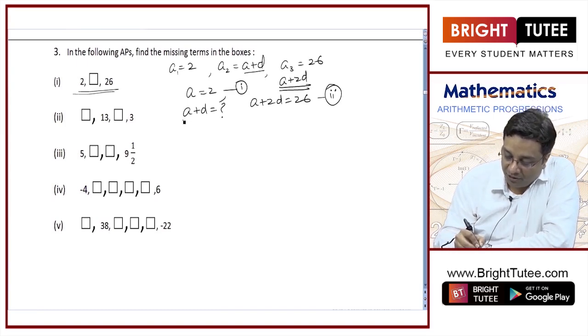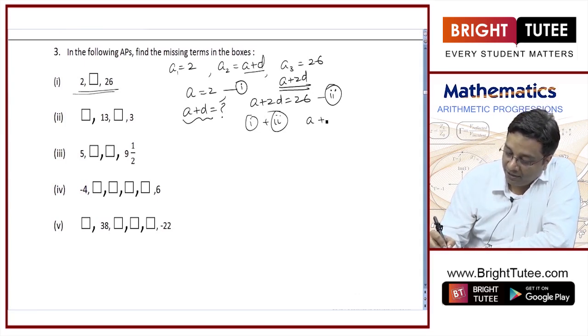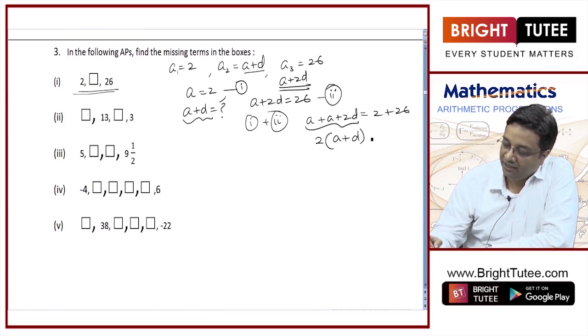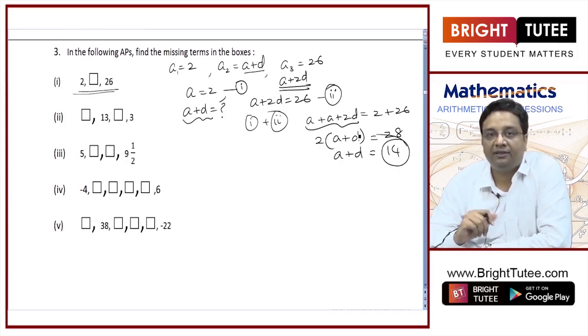If you appreciate, we need to find A plus D, and if I add the first equation with the second equation, what do I get? 2A plus 2D equal to 2 plus 26. So I can take 2 as common, 2 times A plus D, right? It is equal to 28. So A plus D is equal to 14, right?